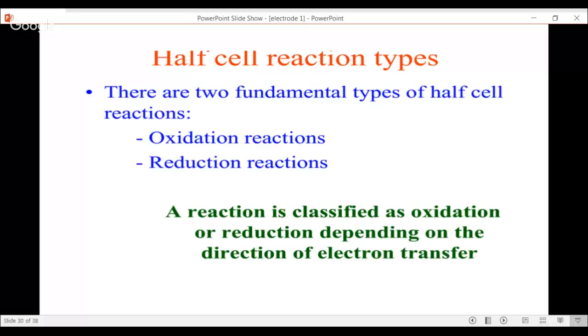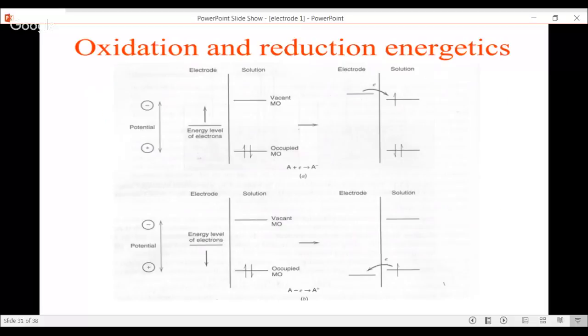A reaction is classified as oxidation or reduction depending on the direction of the electron transfer. If the electron is removed, then it is oxidation. If the electron is accepted by the species, it is reduction. So here we are showing pictorially what is happening. Okay.